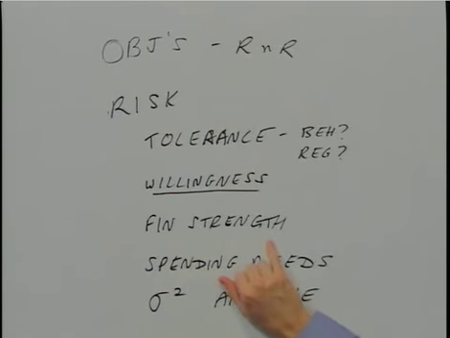The financial strength is important. Is this portfolio a key part of their overall wealth, their overall asset base? If it is, that might suggest they're a little less tolerant of putting risk on the table. If it isn't, they may be more willing to absorb risk.